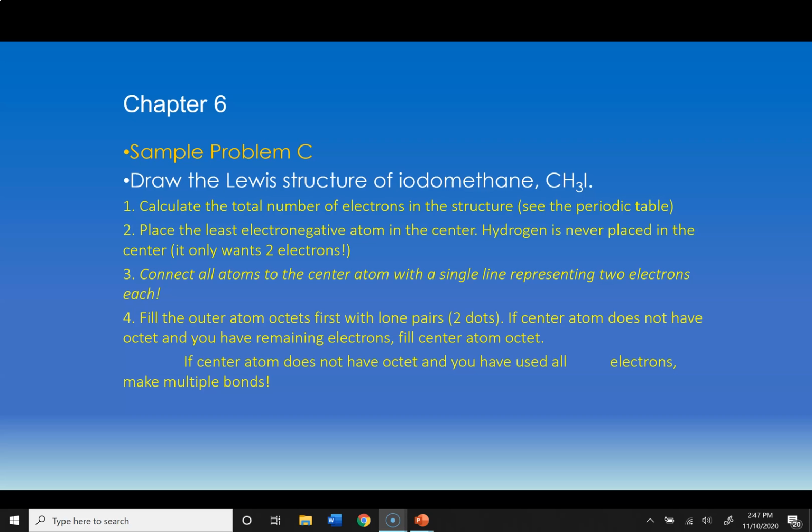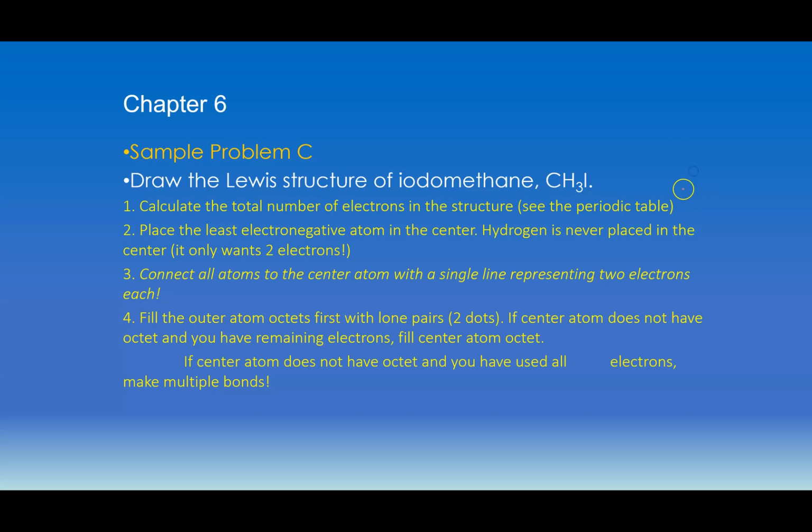All right, so the first thing we're going to do is calculate the total number of electrons in the structure. We're going to use valence electrons to do this. Remember that we talked a little bit about how to calculate valence electrons, but for the most part, it's the number of s and p electrons that an atom has. We're also going to then place the least electronegative atom in the center. Hydrogen never gets placed in the center. And for the most part, if you have carbon, it goes in the middle.